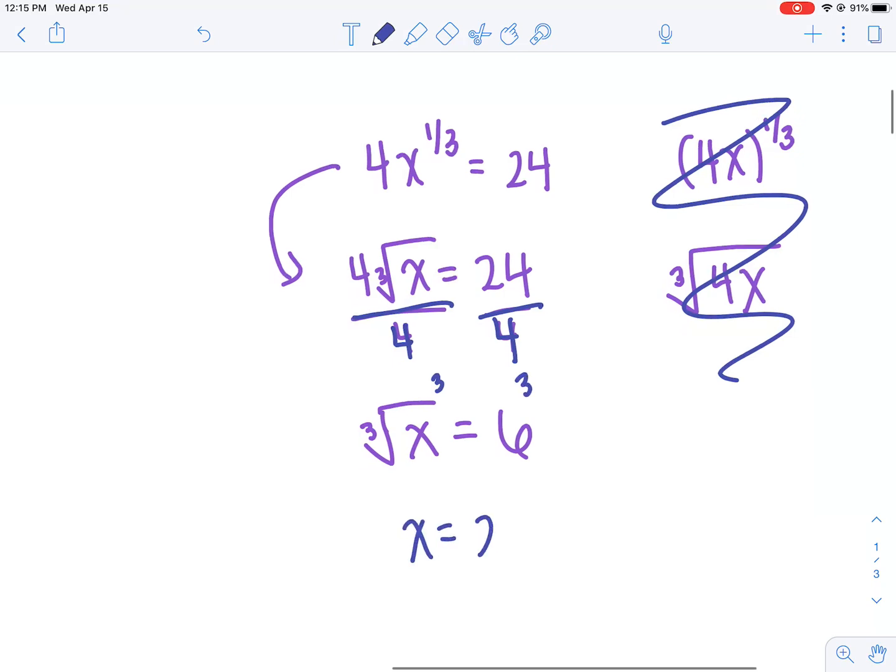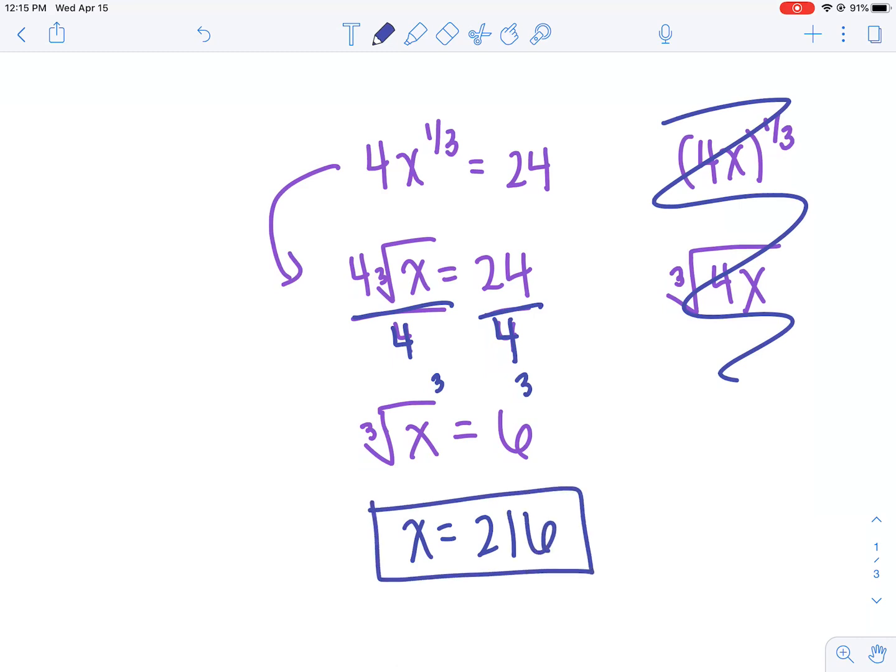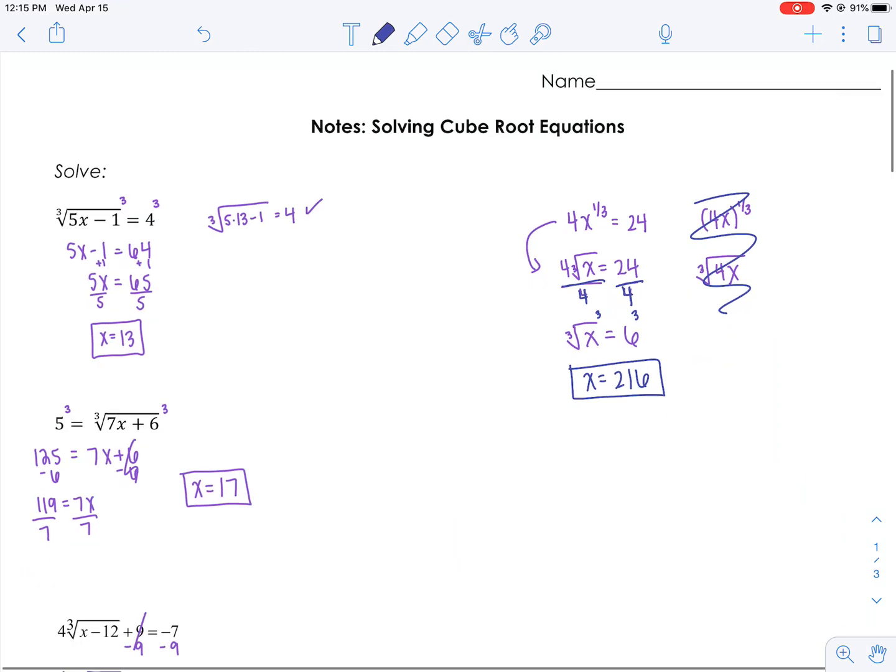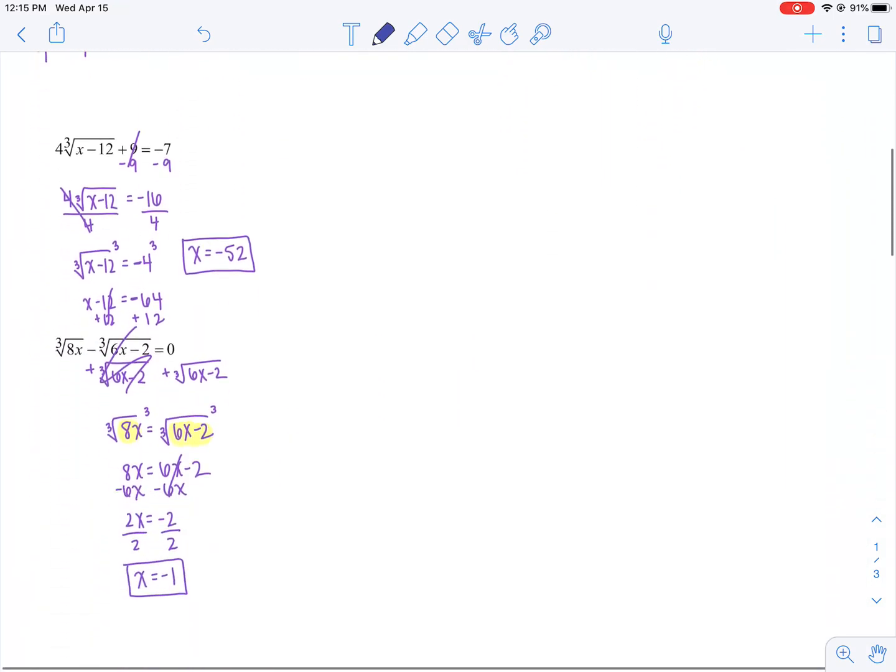216 is 6 cubed, I'm pretty sure. So be careful with the fractions and the parentheses and all of that. And that's how you solve cube root equations.